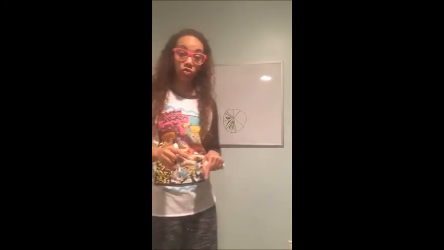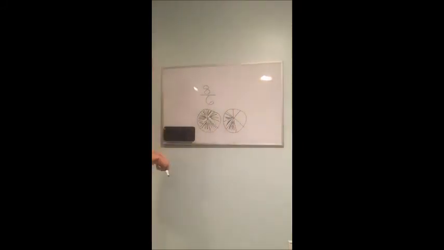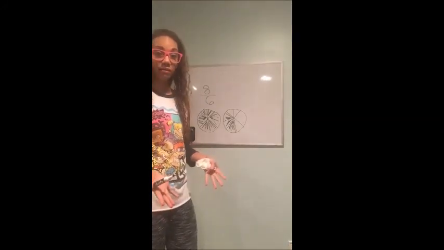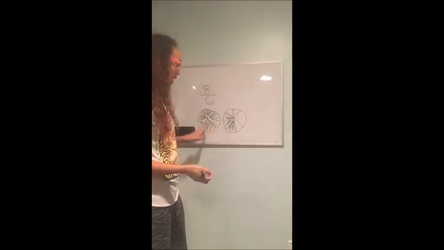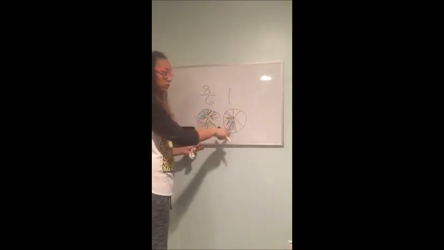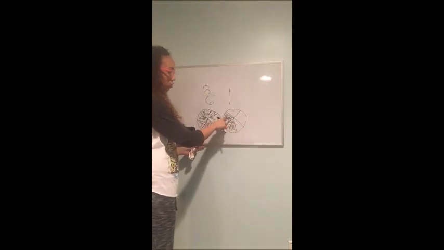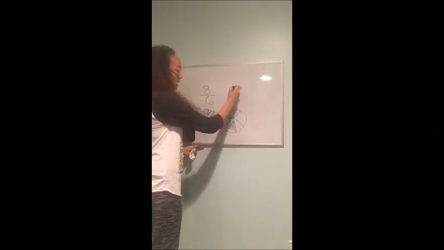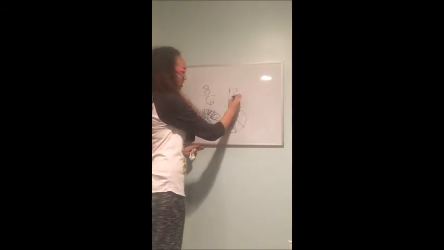Now we're going to get really tricky. How could we write this as a whole number and a fraction, so a mixed number? So go ahead and look at our picture. And first we're going to ask ourselves, how many wholes do we have? Correct, we have 1 whole. And how much is left over? So we have 2 slices left over out of 6. So we have 2/6.